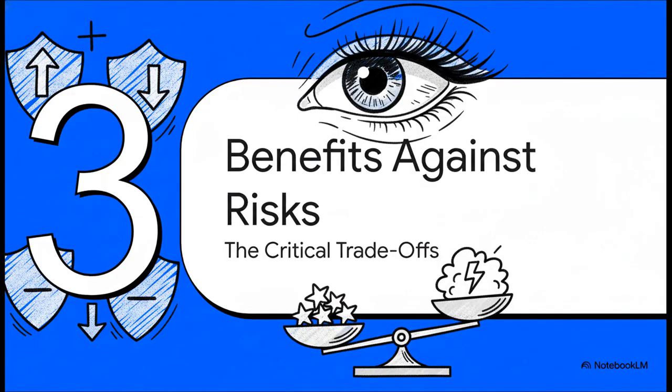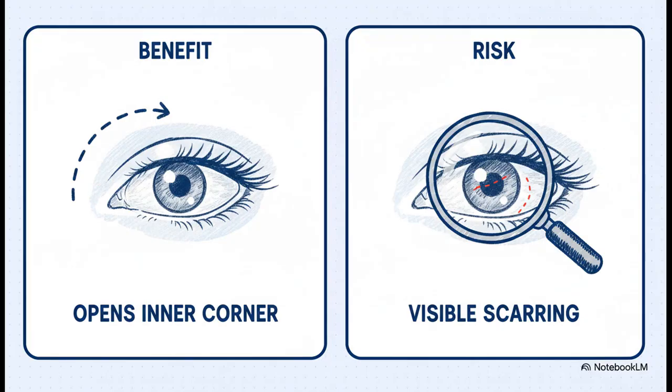Okay, but let's be real. Like any surgery, this isn't a decision you make lightly. There's always a trade-off, and you absolutely have to weigh the potential upside against the very real risks. Let's take epicanthoplasty. The big win? A more open, defined inner corner of the eye. The potential downside, and it's a big one, is scarring. That incision is in a super delicate, super visible spot, so the chance of a noticeable scar is something that every patient really has to think about.